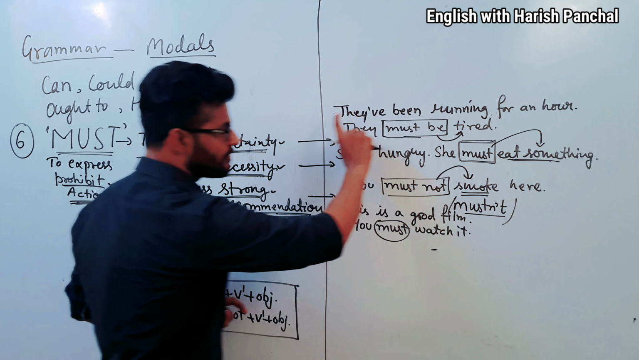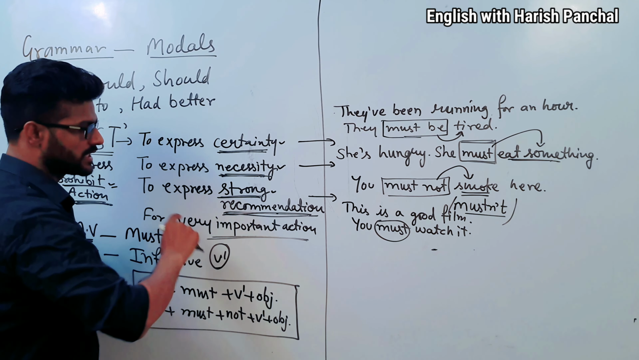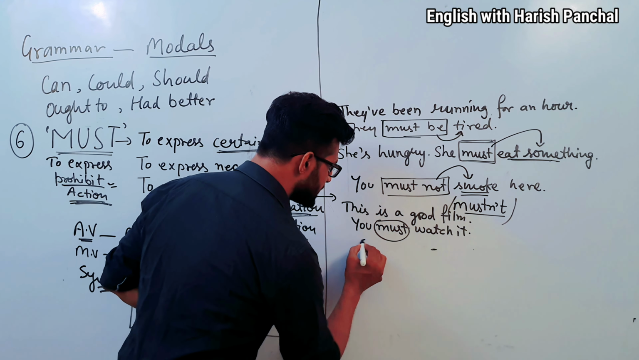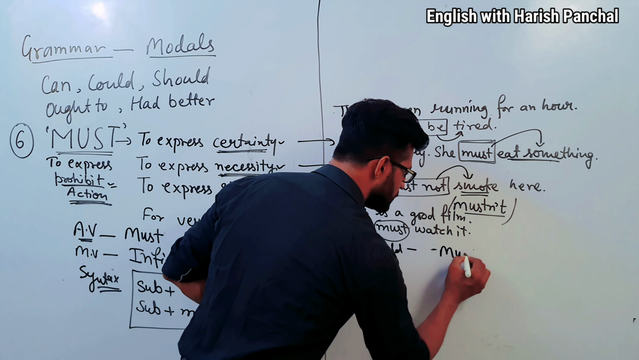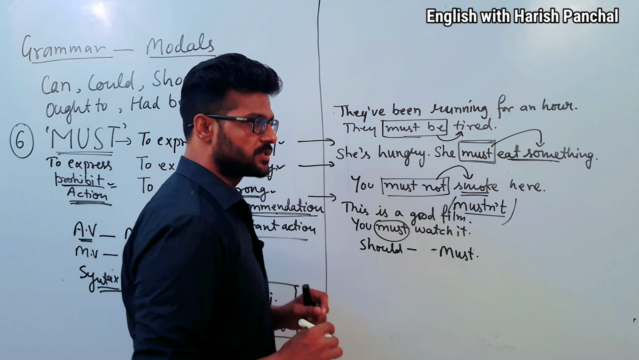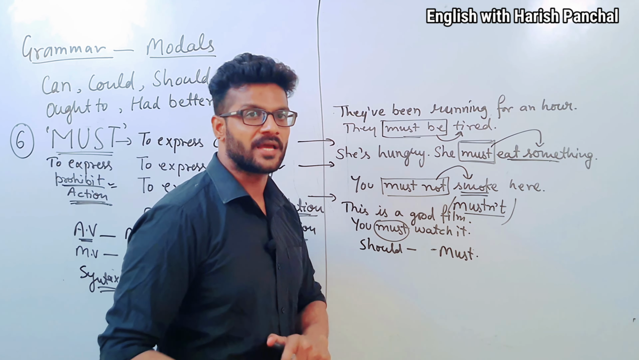So here I have made a few examples, one example each of all these situations where we use must. Now let's talk about should and must. Why do we use should and must? Should is used for suggestions, and must is stronger than should.